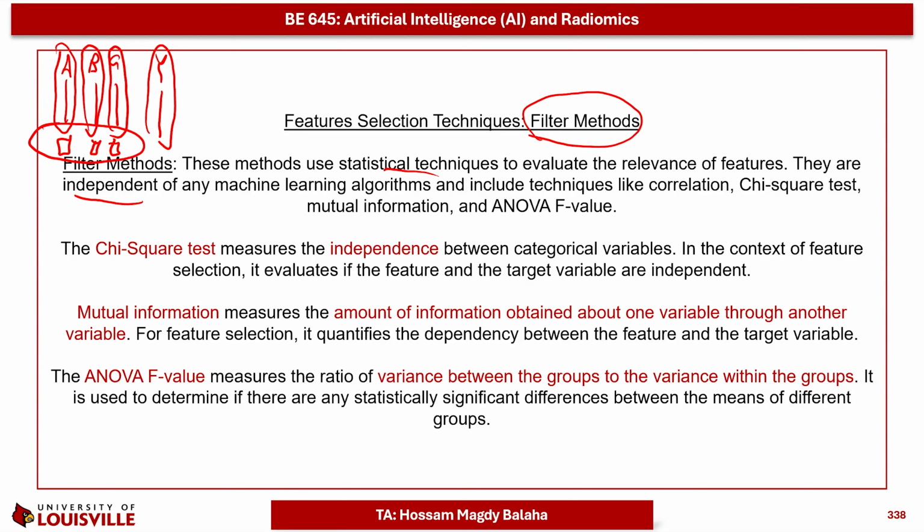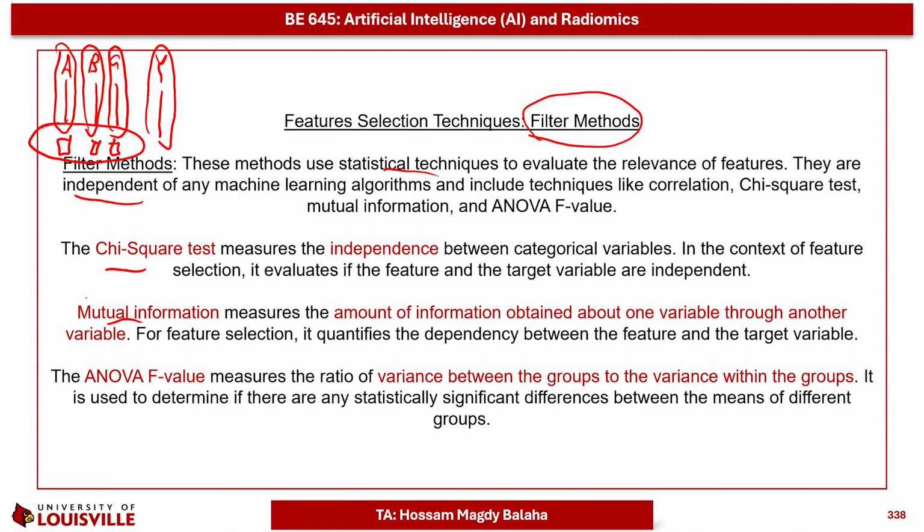Assume that the higher the score, the better the feature column. Then if we have 3 features and we need to pick only 2 or 1, then the top 2 or top 1 will be picked from that method. The chi-square test measures the independence between categorical variables. In the context of feature selection, it evaluates if the feature and the target variable are independent.